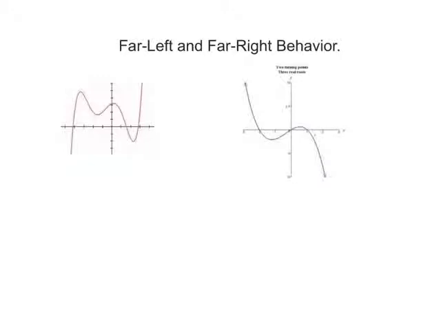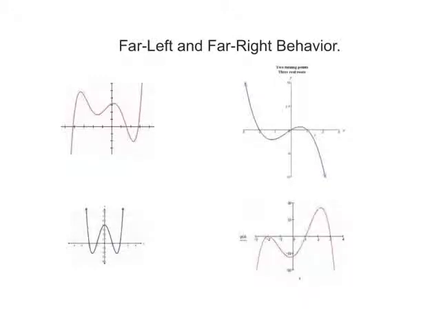Now let's look at a couple more. With this graph, the left-hand side is going up, so we're up on the left, and we're also up on the right. So this graph has both ends going the same direction, and they're both going up. And in our last graph, the graph is going down as it goes off to the left, and it's also going down as it goes off to the right. So both ends are going the same direction, but they are both going down.